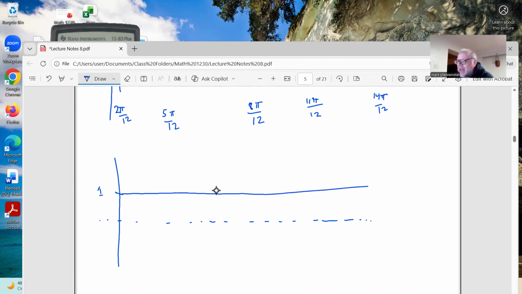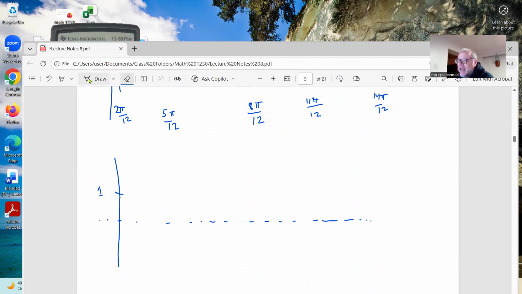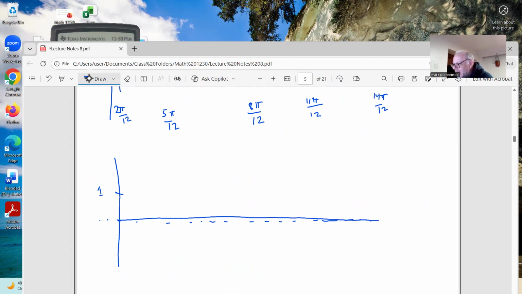Okay, and that's the one I'm actually going to deal with. Actually, let me change this. Let me go ahead and draw my axes here. There's my axes, my x-axis. And then I'm going to dot this one in at y equals 1. And here, my sine is going to dance around what this is.